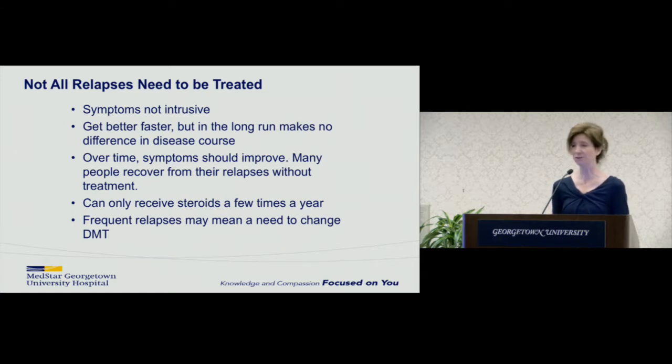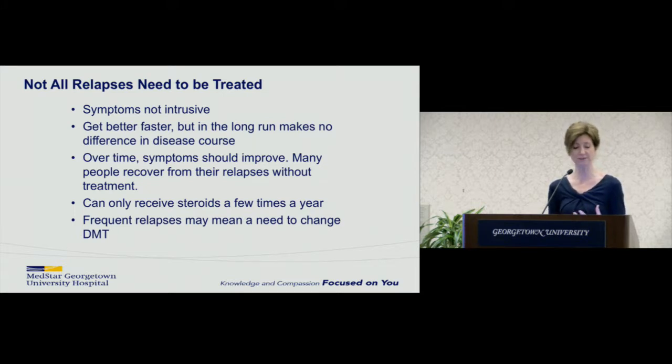Also know that not all relapses need to be treated. If your symptoms aren't intrusive, if it's not really bothering you, it's more of an annoyance than anything else, we don't need to treat that. Even if we do, you might get better faster, but in the long run, it makes no difference in your disease course. Over time, your symptoms may improve. Many people recover without any treatment.